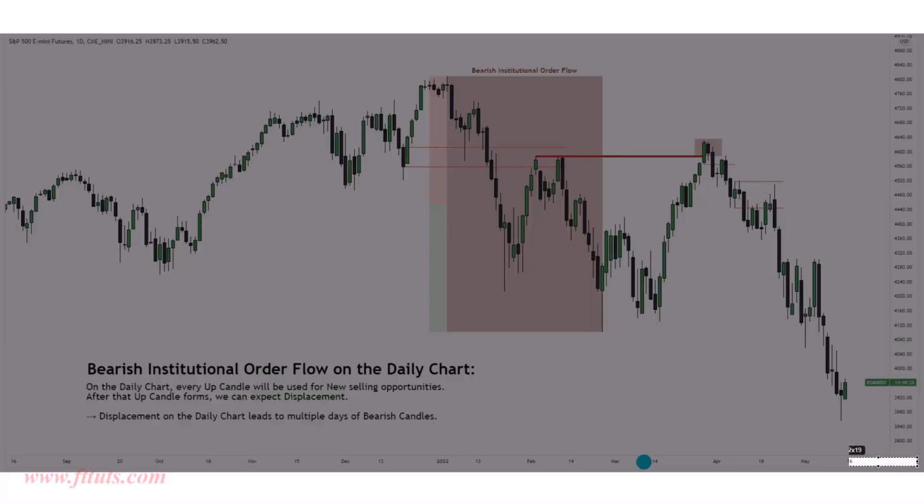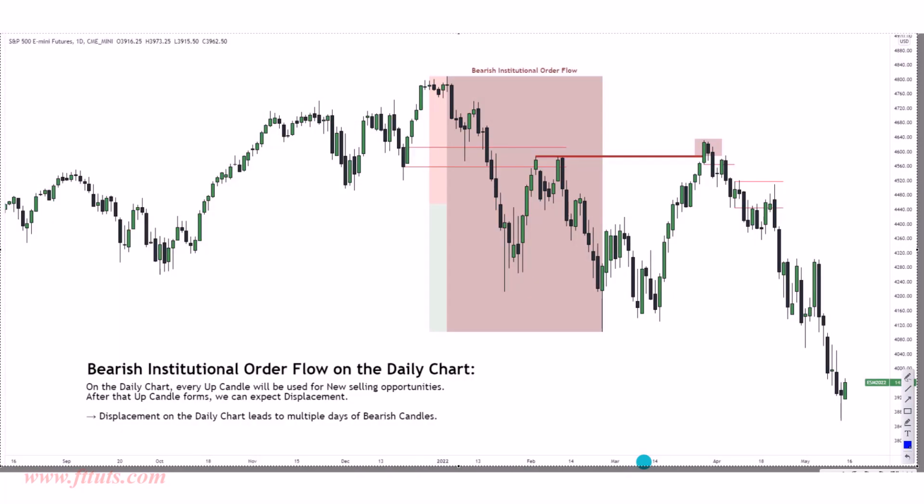But let's not forget, bearish institutional order flow is going to happen when a long-term high is in. Okay, so we have a liquidity pool raid here, creates a long-term high, a reversal, and then the move that comes next is bearish institutional order flow. So every up candle will produce selling opportunities. Up candles here, selling opportunities. Okay.